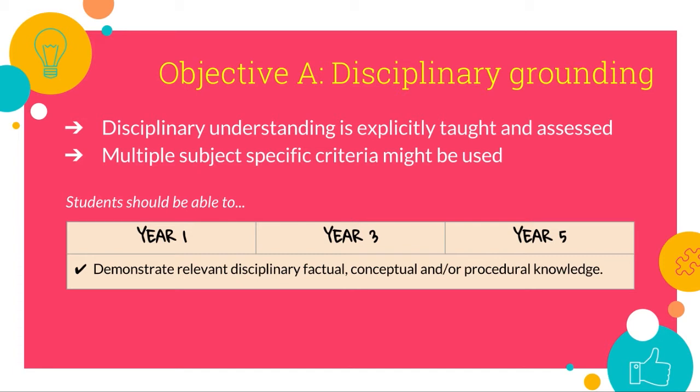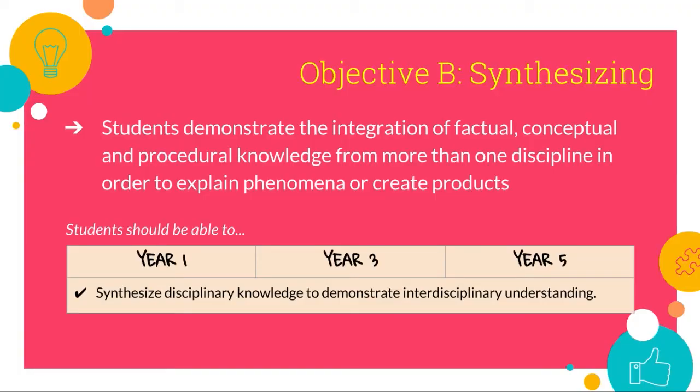So if we look at the strands throughout the continuum, we see that it is the same for the 5 years of the MYP. So, demonstrate relevant disciplinary, factual, conceptual, and or procedural knowledge. Regarding objective B, it is about synthesizing. That is, students demonstrate that they are able to integrate factual, conceptual, and procedural knowledge from the different disciplines in order to explain phenomena or create a product.